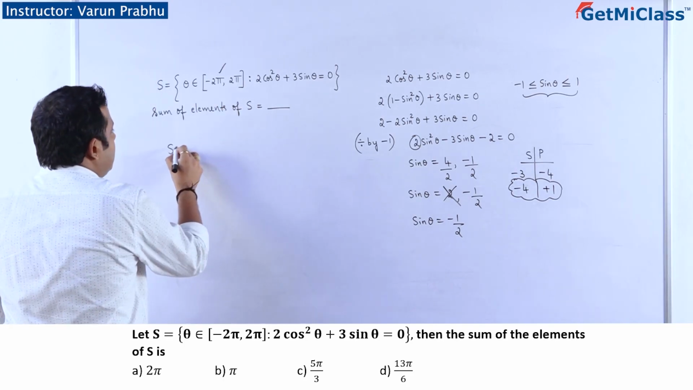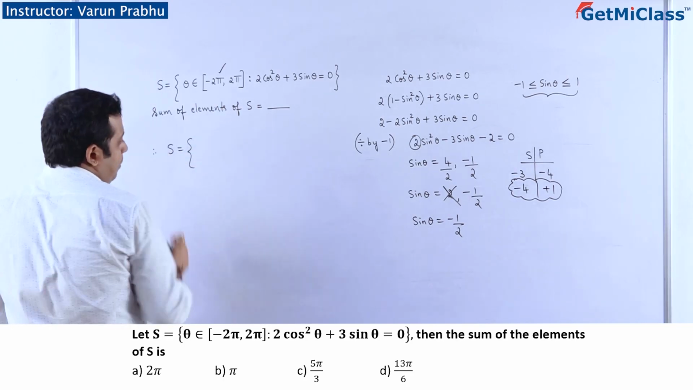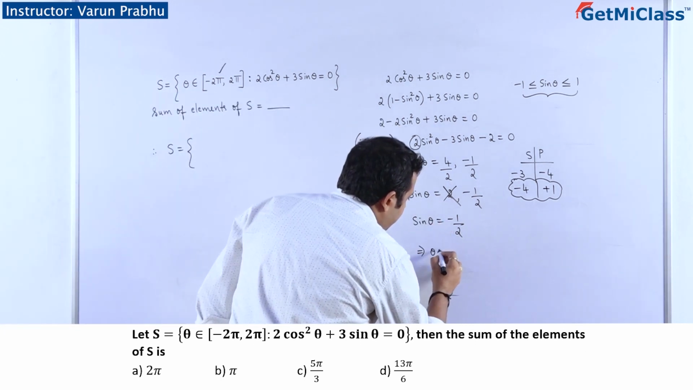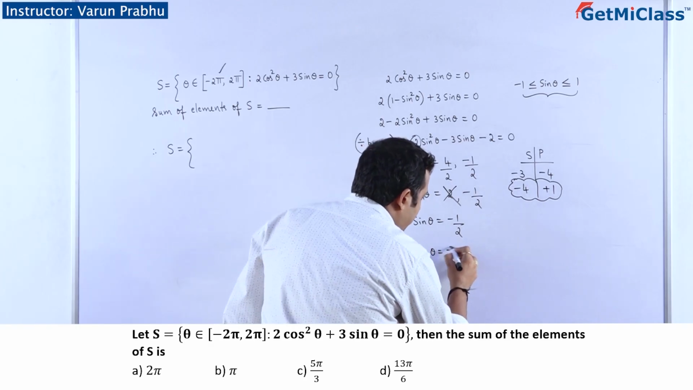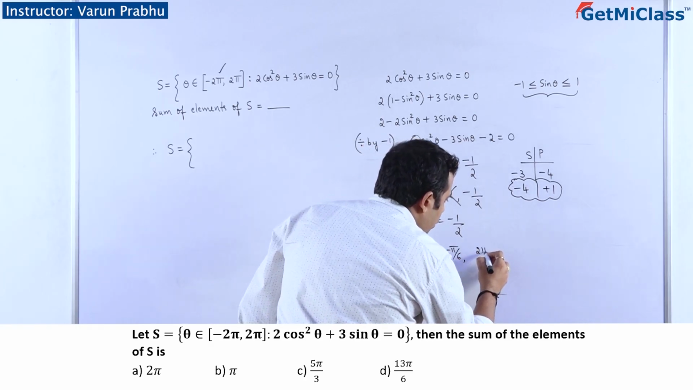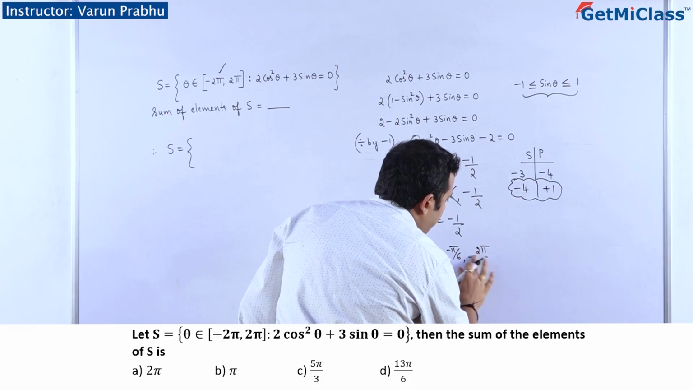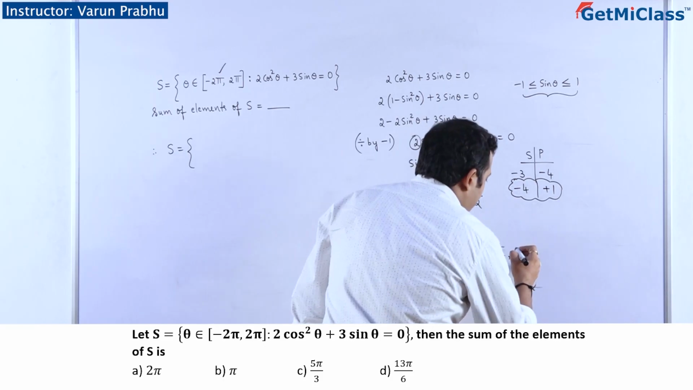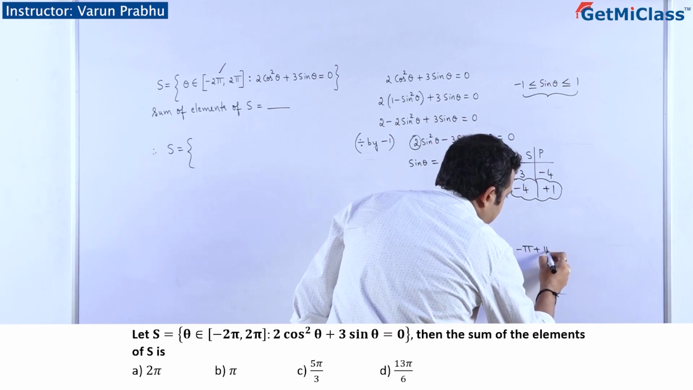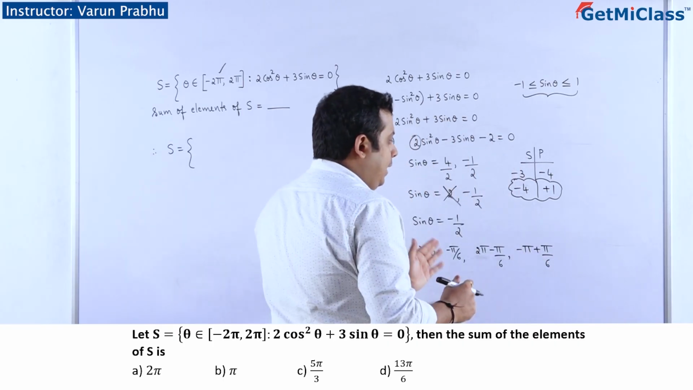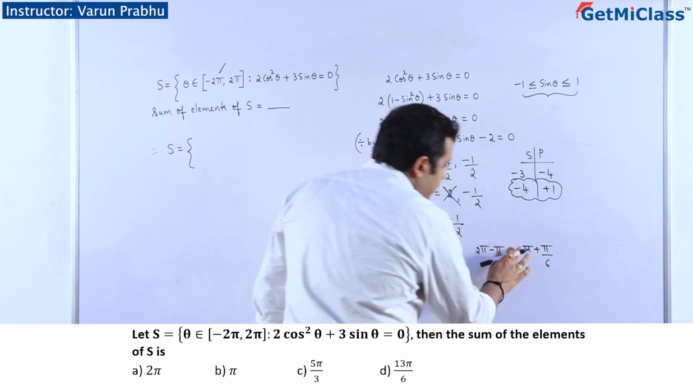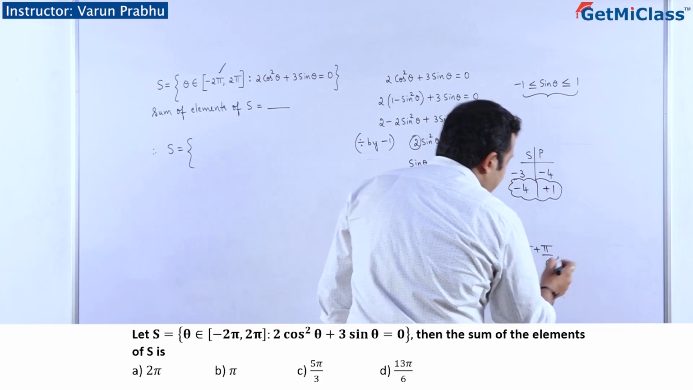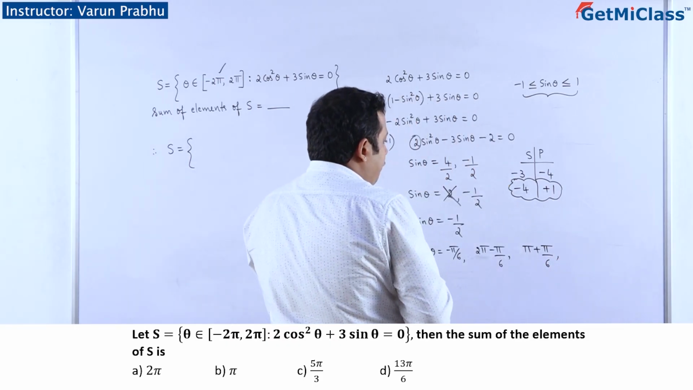So the elements in S will be equal to, see, sin theta is minus half. This implies that theta is equal to minus pi by 6. 2 pi minus pi by 6 also will lie in the fourth quadrant. Answer will be negative. Then the answer minus pi plus pi by 6, or pi plus pi by 6 will be an answer in the third quadrant.